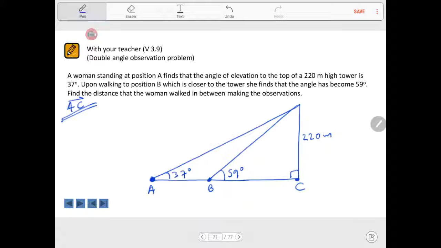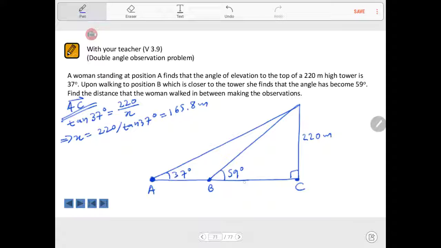So that involves tangent, because we're finding the adjacent side here. So the tangent of 37 degrees is equal to the opposite side, 220, divided by our adjacent side, we'll just call it x, which means x equals 220 divided by the tan of 37 degrees. So if we put that into the calculator, to one decimal place, this is 165.8 metres. So that's given us the full distance along there.